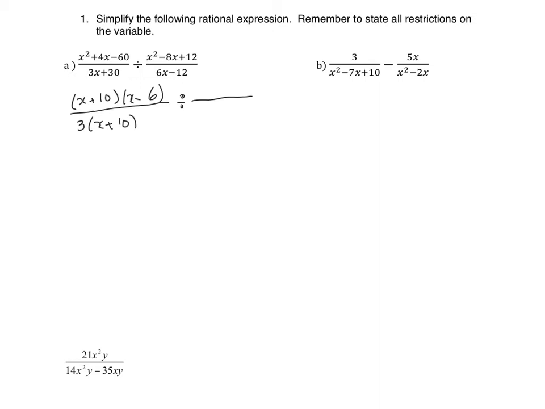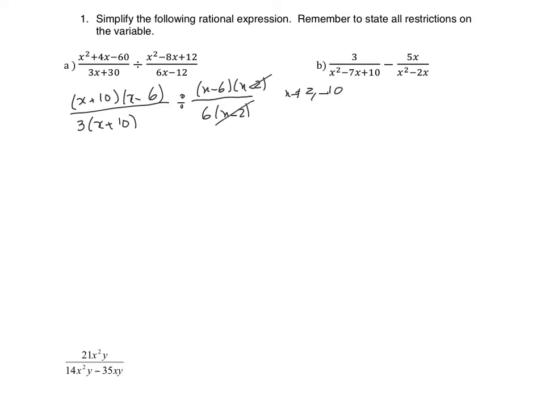now again the leading coefficient is 1, so I can use sum and product. Two numbers whose product is 12 and add up to negative 8 are negative 6 and negative 2, so this becomes x minus 6, x minus 2 over, the common factor is 6, so I get 6 times x minus 2. Now before I simplify everything, it is obvious that x cannot be negative 10 and 2, so the restrictions are x cannot be 2 and negative 10.